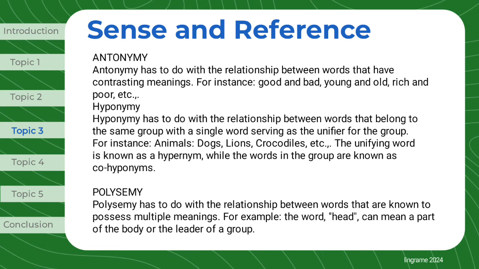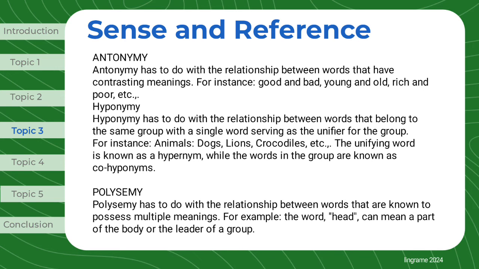Hyponymy. Hyponymy has to do with the relationship between words that belong to the same group, with a single word serving as the unifier for the group. For instance, animals, dogs, lions, crocodiles, etc. The unifying word is known as a hyponym, while the words in the group are known as cohyponyms.